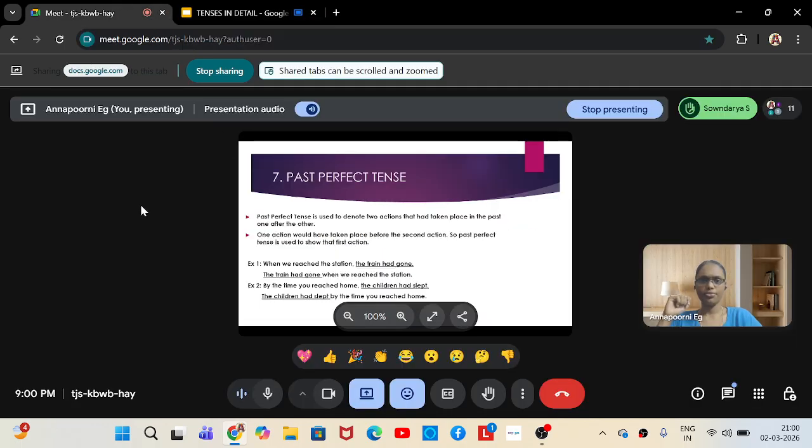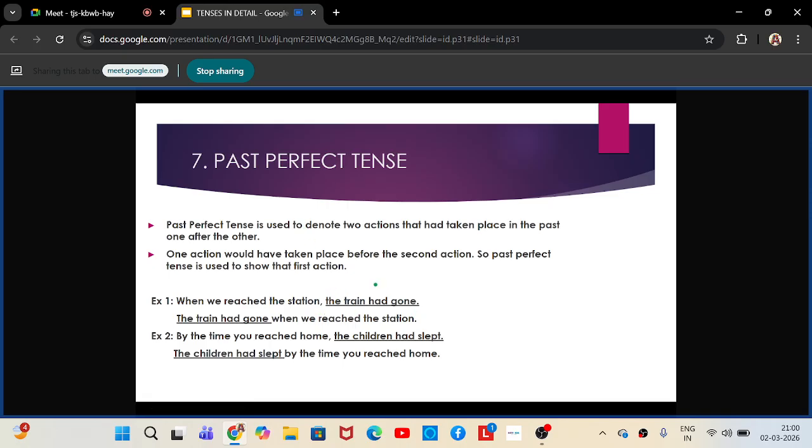But which one took place first? You reaching the station or the train leaving the station? The train left. Exactly. The train left the station first. Only after that you reached the station. That's why I have underlined that part. The train had gone. Subject plus had plus V3, which is gone. There is no object. It's not compulsory.